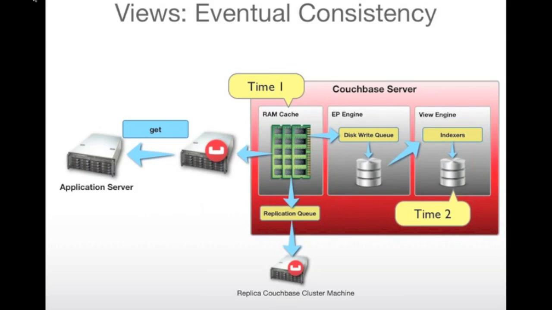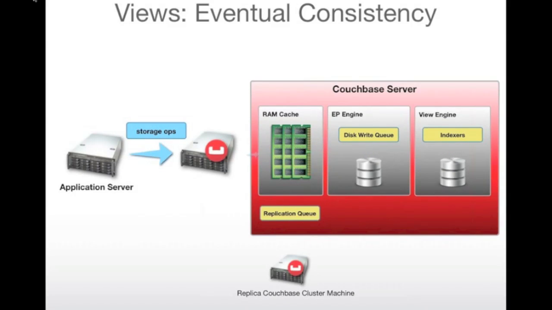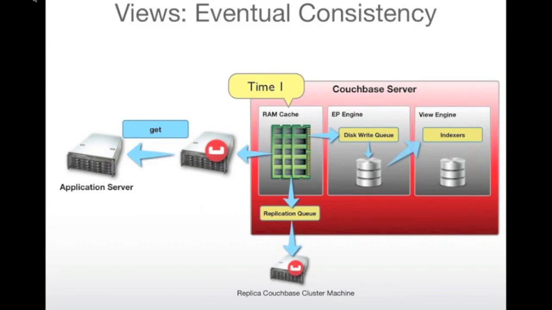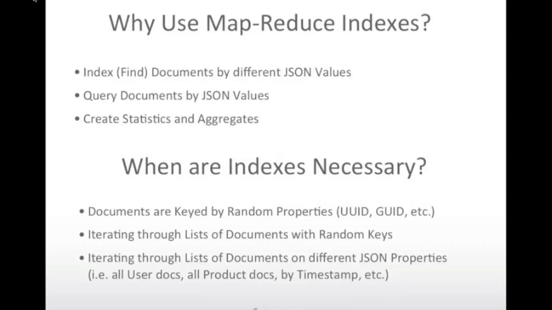Your data is consistent. Your views and indexes are eventually consistent. Often new developers stumble upon this, and I'm going to show this animation one more time because it's very important to understand. Storage operations go immediately to RAM cache. Your get operations will read that write immediately. Then it'll go through disk write queues, get on disk, and the indexers will index it, and it'll end up in the index at time 2. So there is a small time gap there, and it is under control as to when and how often that happens. We'll talk a little bit about that.